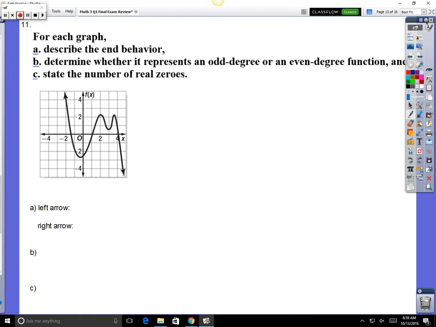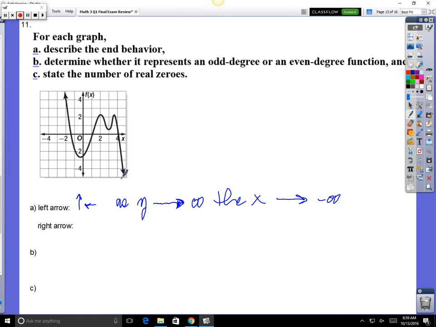Okay, so this polynomial function, we're looking at the graph. Give me the end behavior. So the left arrow, this guy right here, looks like it's going up and left. So as the y approaches infinity, the x approaches negative infinity. So as y goes up, x goes left.